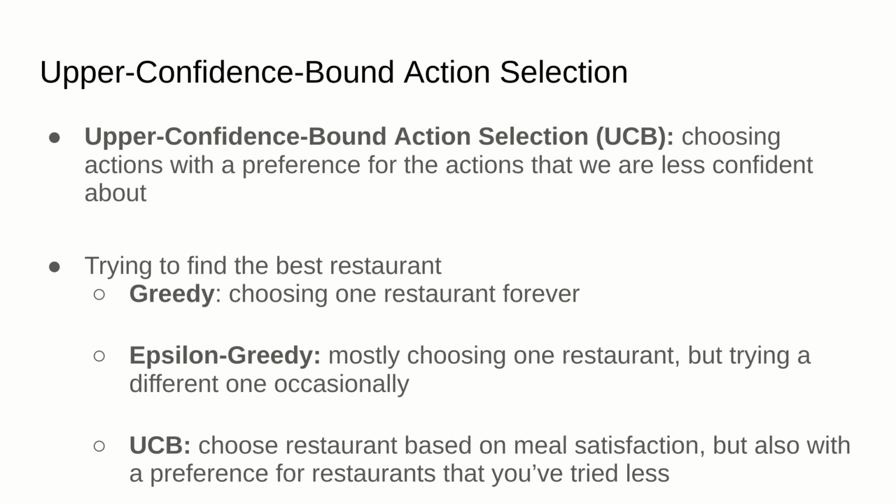Another method could be to choose which restaurant to visit based on how satisfying the meal was, but also with a preference for restaurants that you've tried less. For a restaurant that you haven't tried as much, you're less confident about the quality of food being good or bad. So you may want to experiment with it more to become more confident about its quality on average. This concept is called upper confidence bound action selection, or UCB for short.